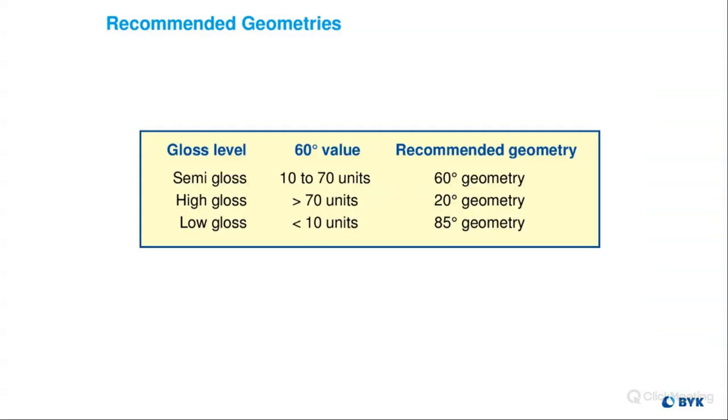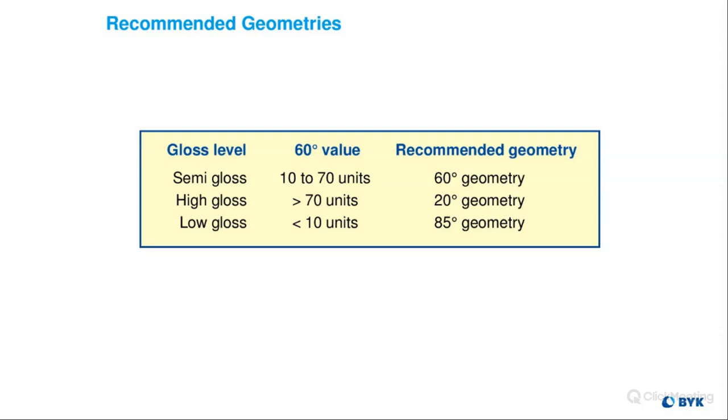And so with that, there's a rule of thumb in the industry: if you take your 60-degree angle and you take measurements and you're getting around 10 to 70 units with your 60-degree angle, then it's recommended to use your 60-degree angle as your main measurement angle for all of those samples. Whereas if you're getting values above 70 units with the 60-degree gloss meter, then you should be using the 20-degree geometry. So that's just the rule of thumb to follow.